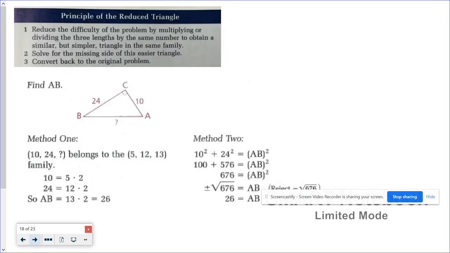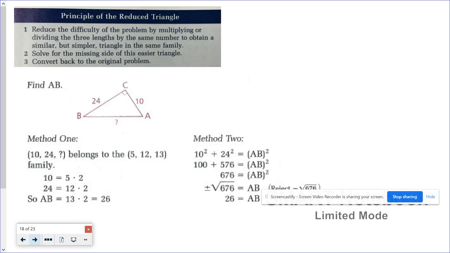Okay. And so the principle of the reduced triangle says that we could figure out what the Pythagorean triple involved is, determine what the multiplier is, and then apply it. So in this example, they want us to find the missing side. Now I can totally use the Pythagorean theorem to do this, or I can try and figure out, is this a triple?